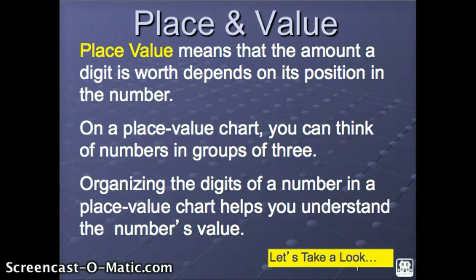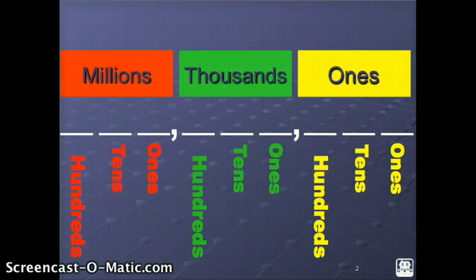All right, let's jump right into place value. The definition means that the amount a digit is worth depends on its position in the number. On a place value chart, you can think of numbers in groups of 3. Organizing the digits of a number in a place value chart helps you understand the number's value. So let's take a look.